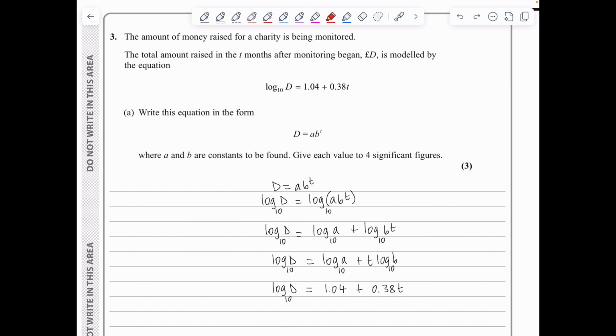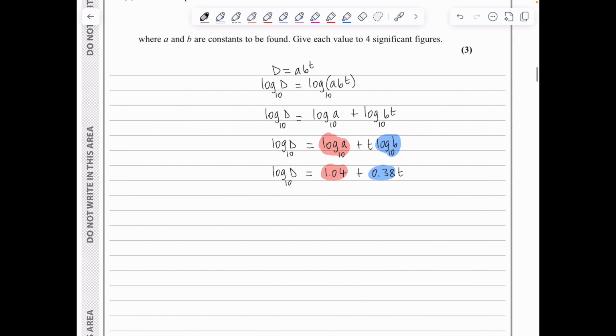So the log of a base 10 is the constant of 1.04, whereas the log of b base 10 is the coefficient of t here. So we conclude that log of a base 10 is equal to 1.04 and log of b base 10 is equal to 0.38, and therefore a is 10 to the 1.04, b is 10 to the 0.38.